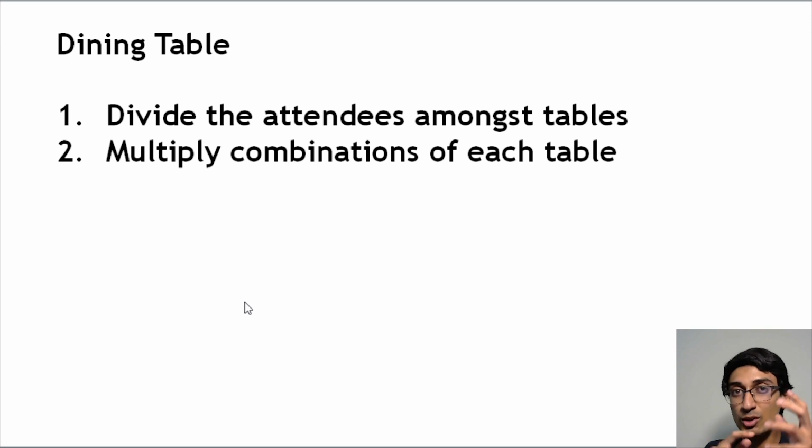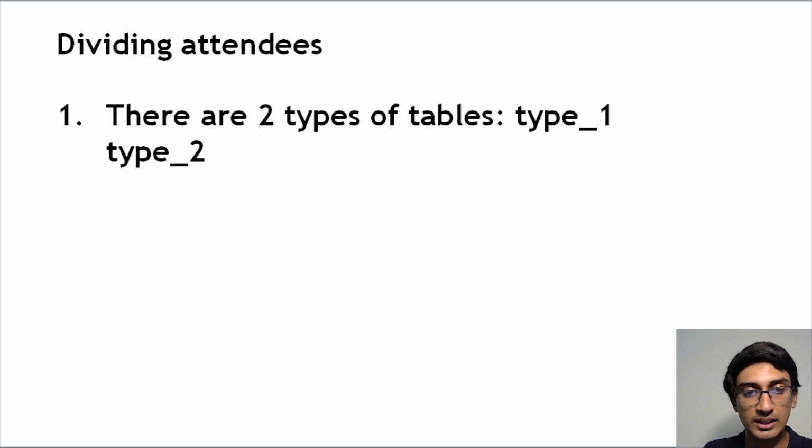Once we figure out the configuration of the tables, like for 10 we got 3 3 2 2, and for 5 and 2 we got 3 2, and so on, we want to figure out how many combinations are possible for each configuration. So as always, we'll attack each problem one by one. Let's first attack the problem of dividing the attendees amongst the tables, right? So let's look at that problem.